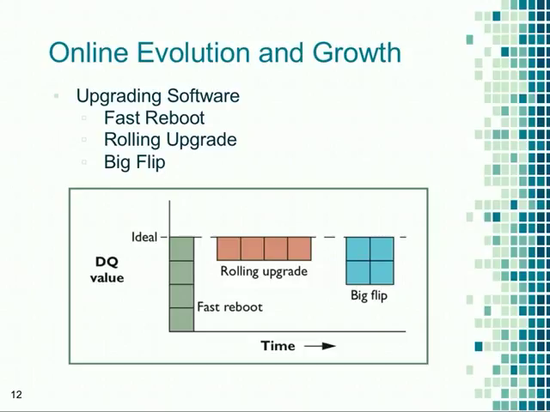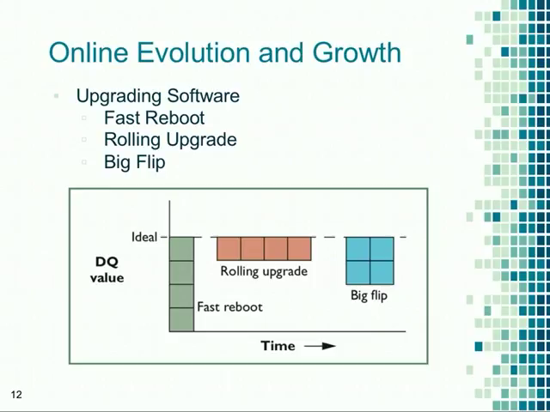So the first approach is the fast reboot. This is the simplest because all that happens is that all the nodes do a quick reboot into the new version. This will require some scheduled downtime though, but by doing this during off hours, the loss of yield will be lesser impacted. Next is the rolling upgrade approach.